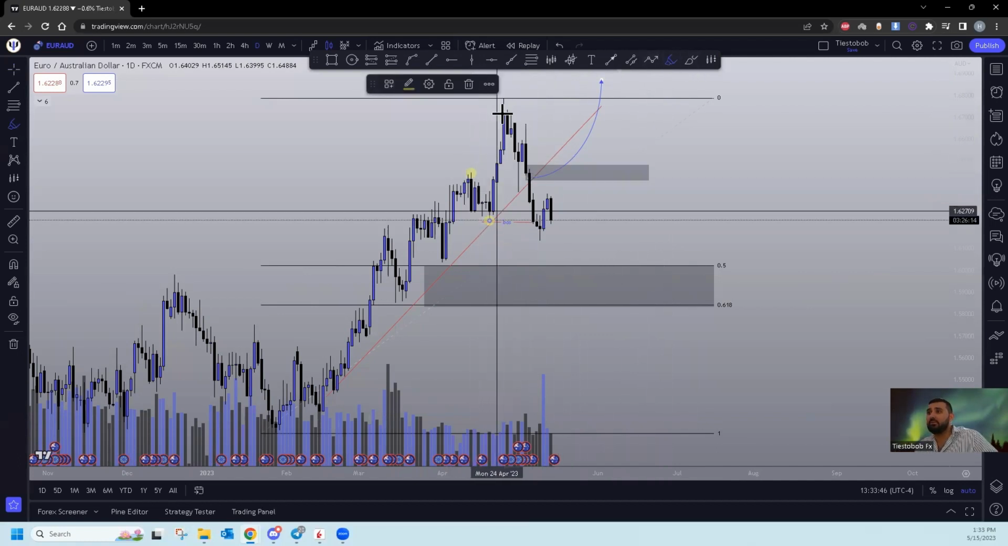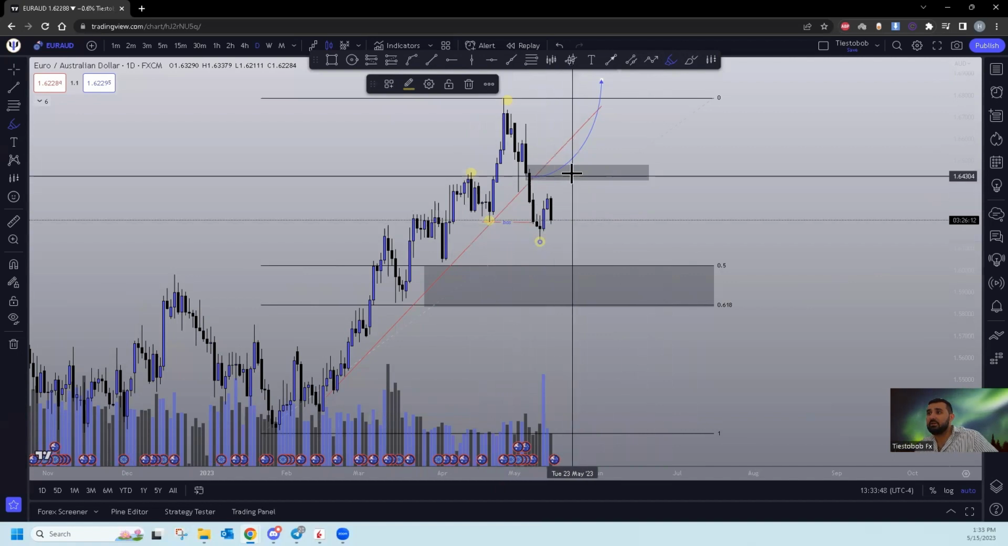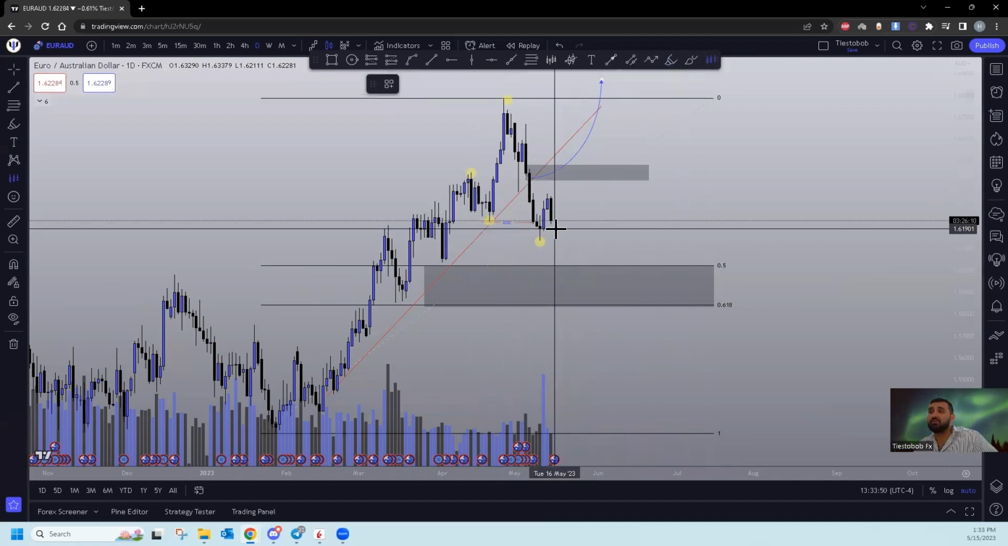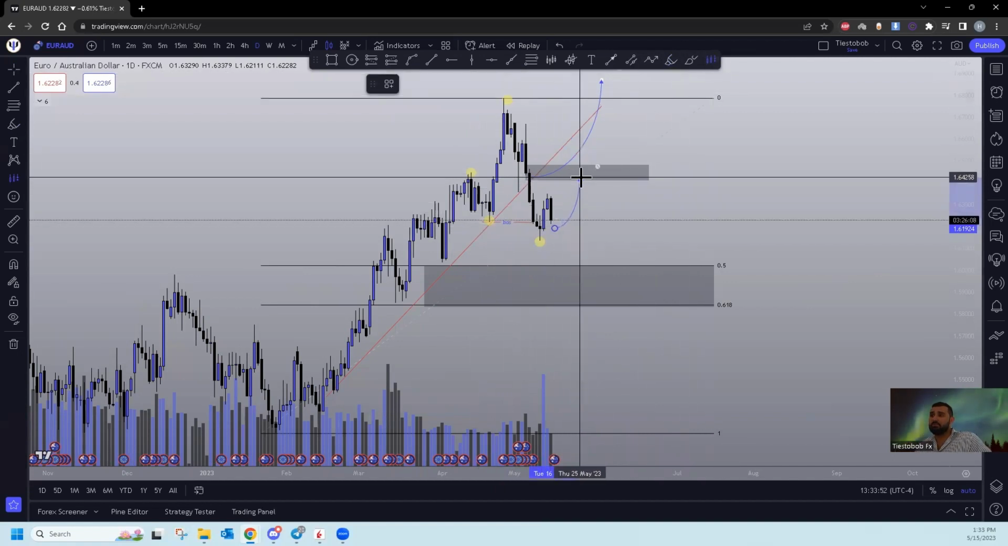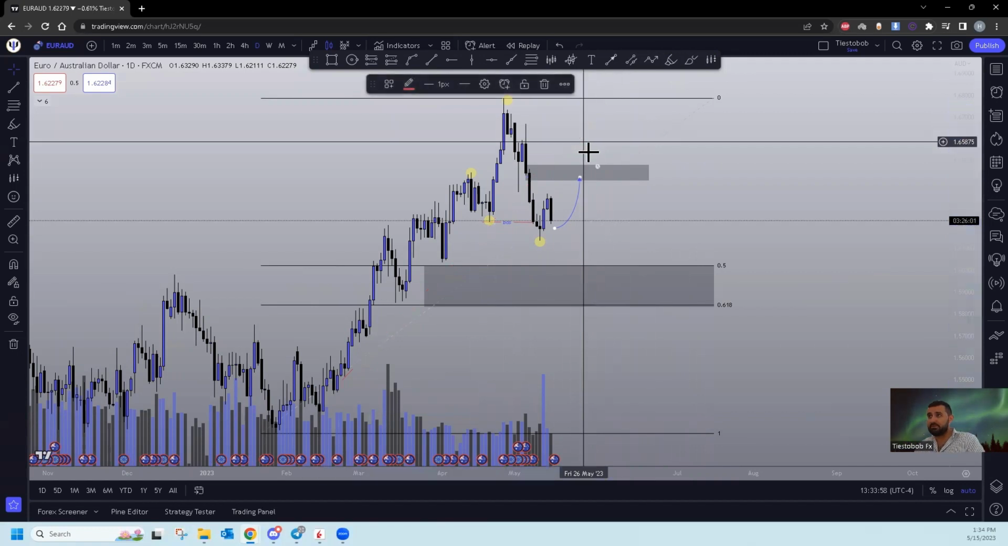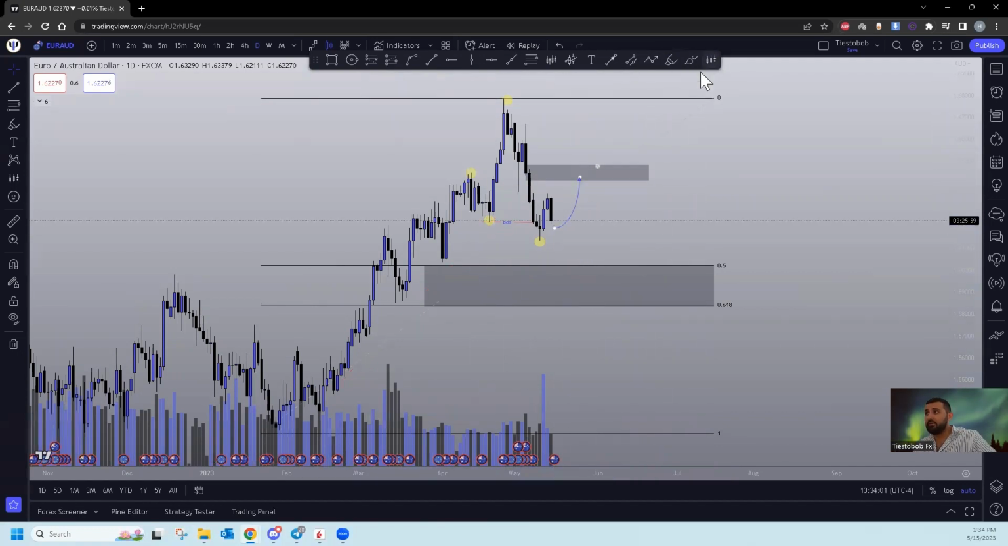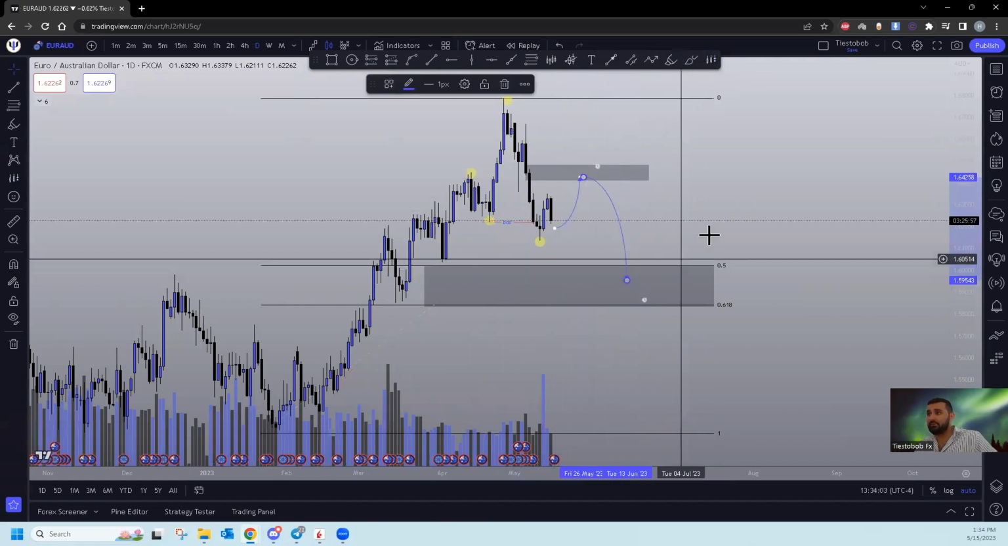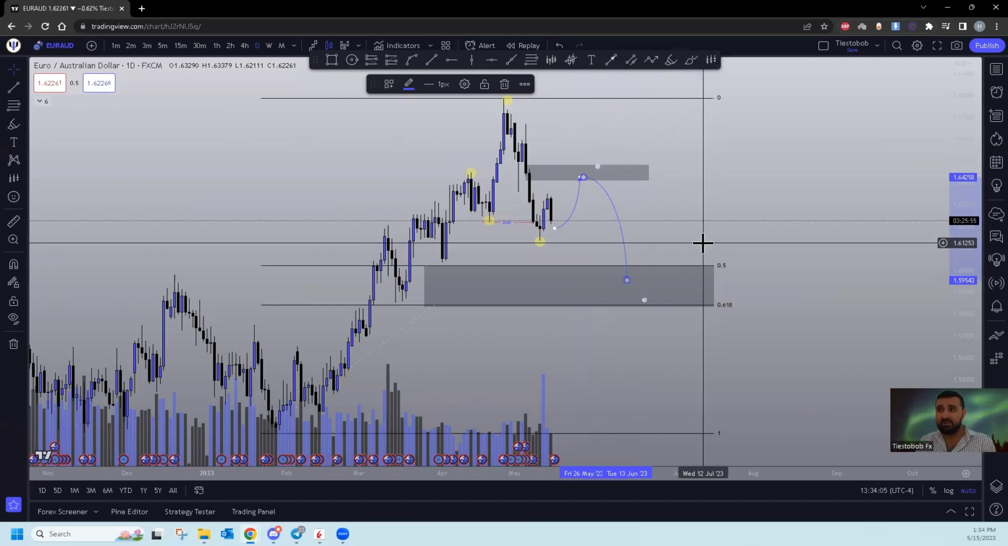So what we're looking for now, with this shift in the market, is a lower high to form over here. Let me just get rid of these ones. We're looking for a lower high to form over here, and then we're looking for it to drop into that monthly golden zone that we've talked about earlier.